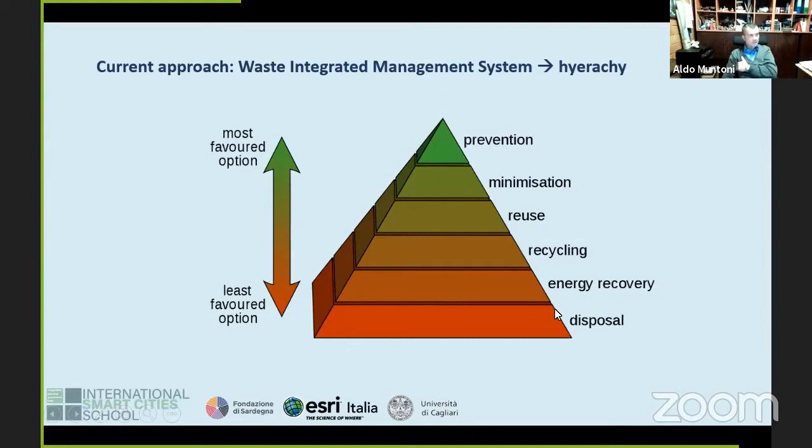So all the system now is or should be organized according to this hierarchy. And you may understand that the most important phases are prevention and minimization, but they are also the most difficult to apply. So it's very difficult to avoid producing waste because we live in a society and we adopt lifestyles which push us to consume, to buy, to use, and to waste.